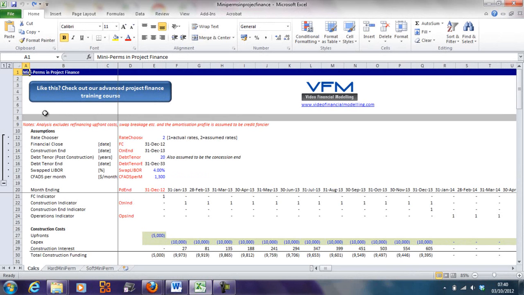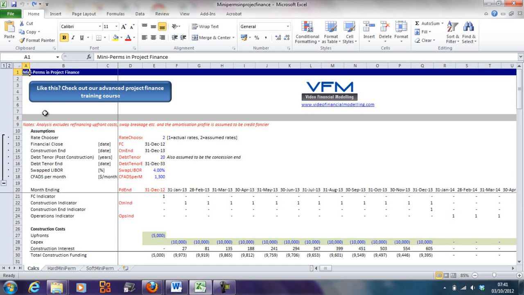So what is a mini-perm? Well, in simple terms, a mini-perm is just a short-term lending facility. There are two different types of mini-perms. The first one is a soft mini-perm and the second one is a hard mini-perm. In a soft mini-perm, you usually have mechanisms that incentivize the borrower to refinance. So for example, there could be a large margin increase post 5 years.